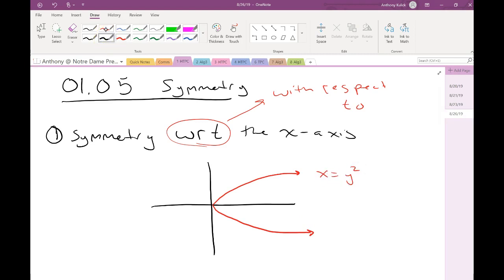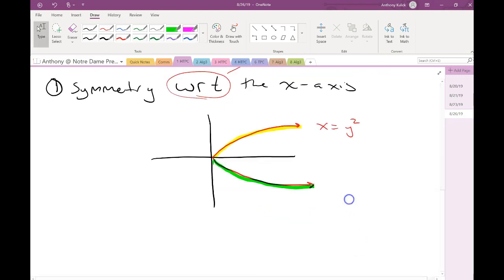So consider the relation x equals y squared. We'd say this relation is symmetric about the x-axis, because if I take one side of that relation and reflect it across the x-axis, it gives me the other half of the relation. This is a relation, not a function. Does everybody feel okay about that?